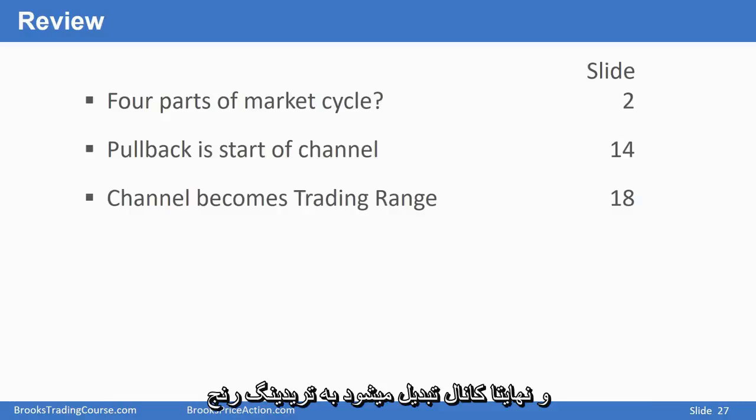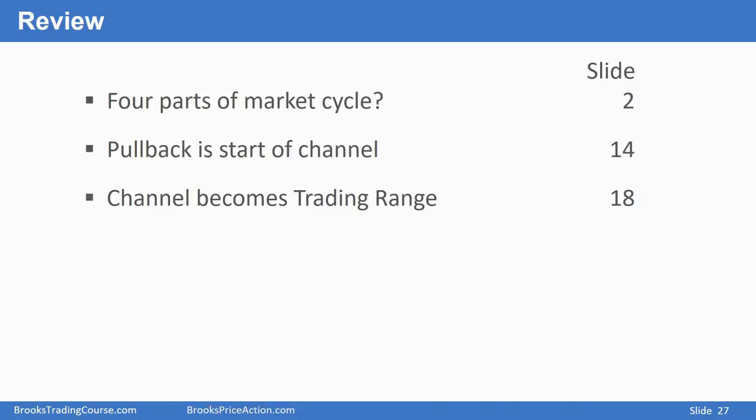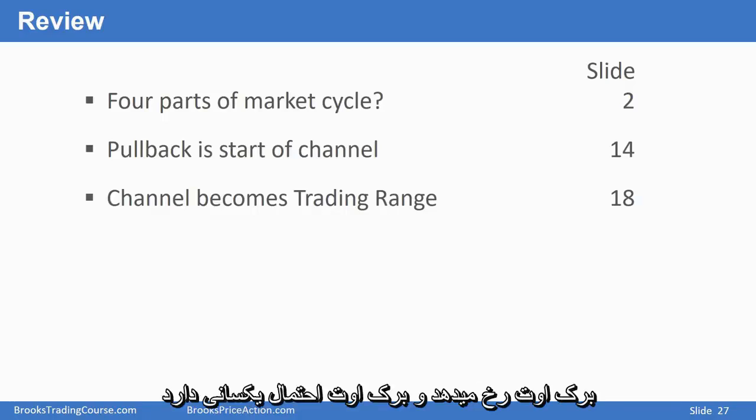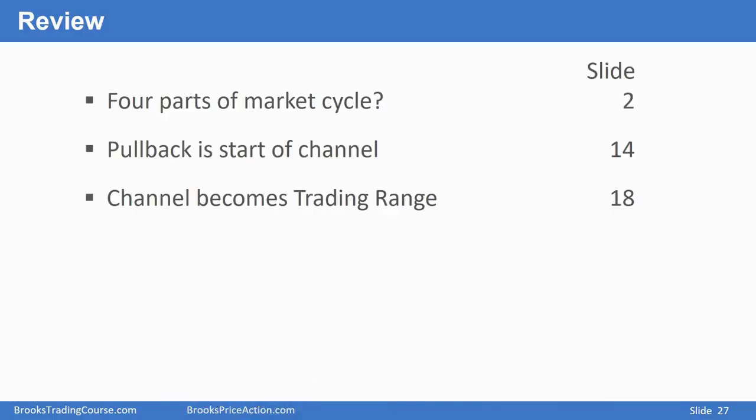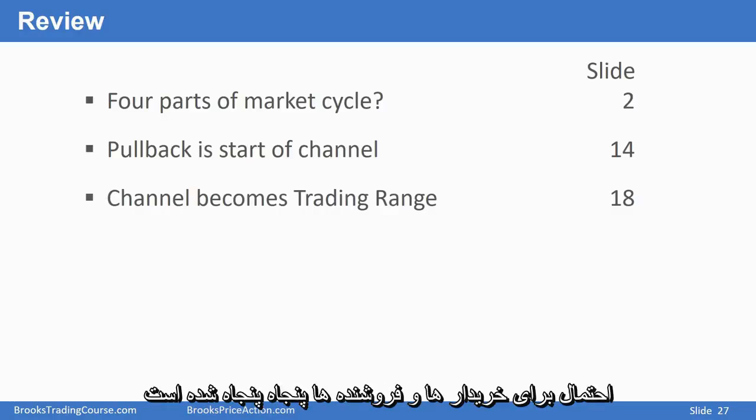And eventually a channel evolves into a trading range. And then after the market's been in a trading range for a while, it breaks out, and the breakout has about the same probability of going up or down. So a trading range is neutral. The probability for the bulls and the bears has fallen to 50-50.